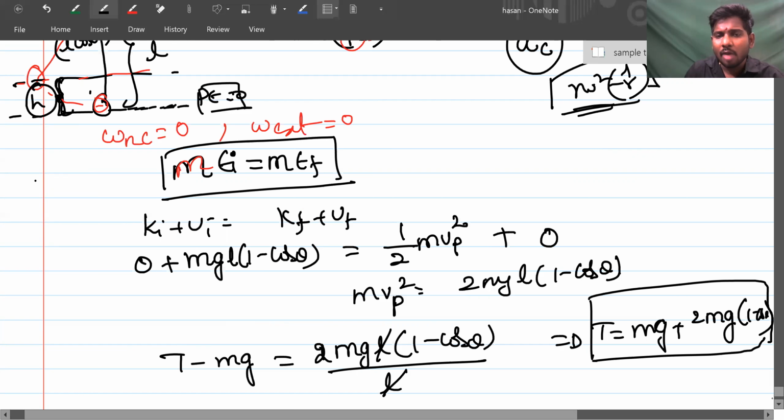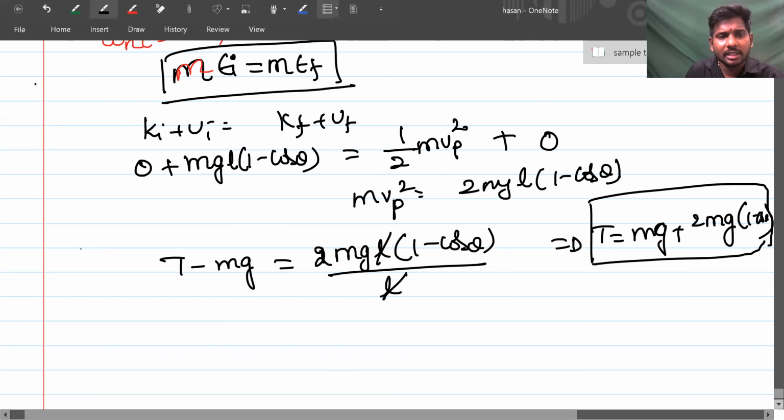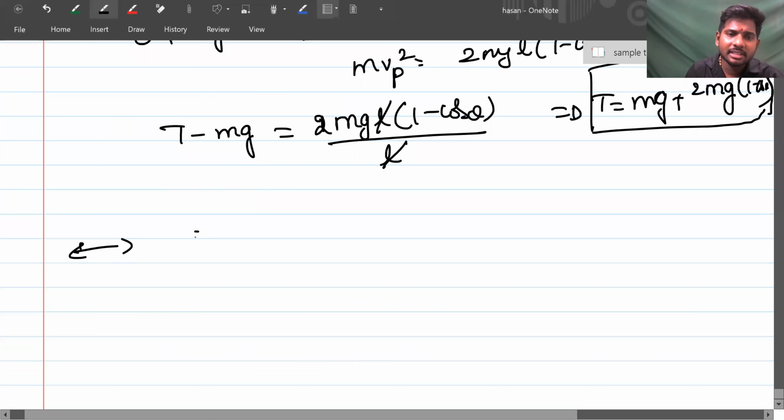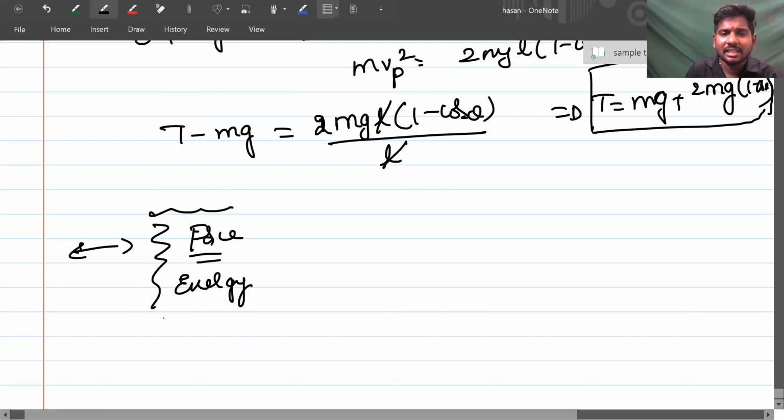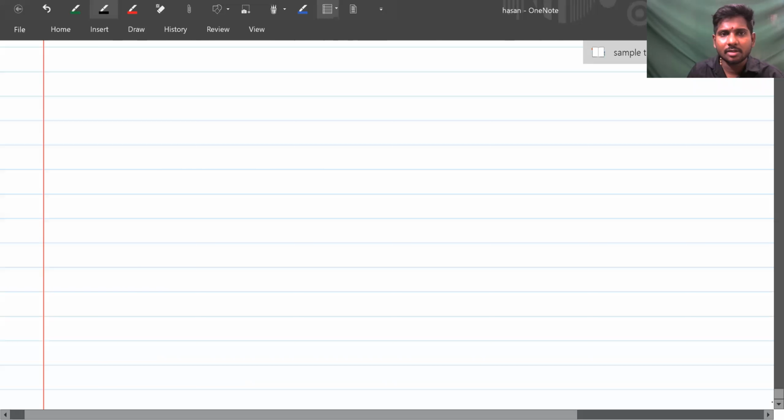Here, I want to teach you the most important thing. Not only did the force equation come into the picture, but the energy equation also came into the picture to make your problem simplified. That extra point, energy, will come into the picture in all the vertical circular motion problems you have solved, to make your life a bit simpler.